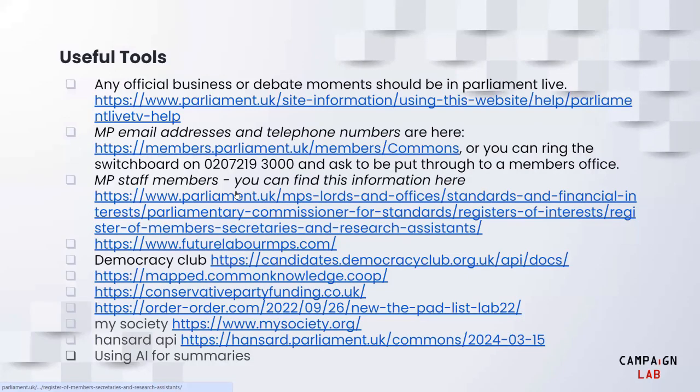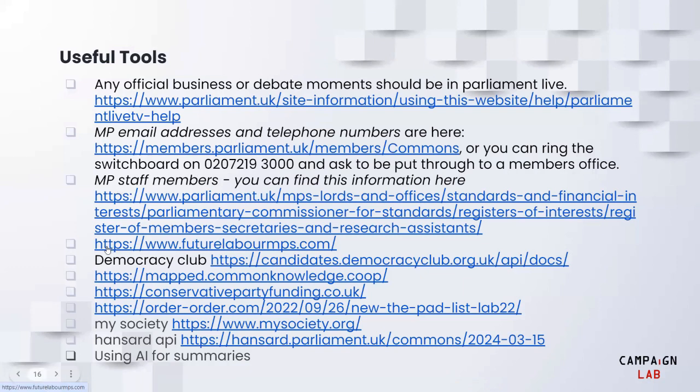So just really quickly before we move on to questions, here are some really useful tools and websites that will be helpful. Official business, debates and moments are all on Parliament TV. So if you want to do clipping, that's quite a good place to go. MP email addresses and telephone numbers are all here, or you can ring the switchboard on that number and ask to be put through to a member's office. MP staff members, you can find all that here.